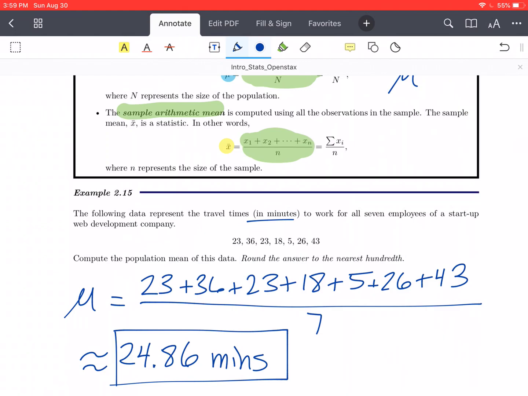Now you can see, obviously, none of them actually had a travel time of 24 or 25 minutes, right? One was a 5, one was a 43, but when you average them out, when you take that mean, you get that central value.